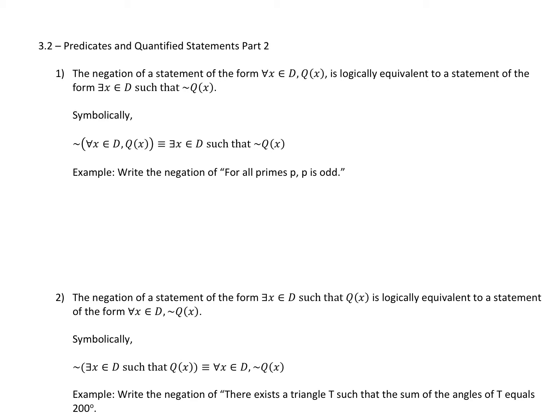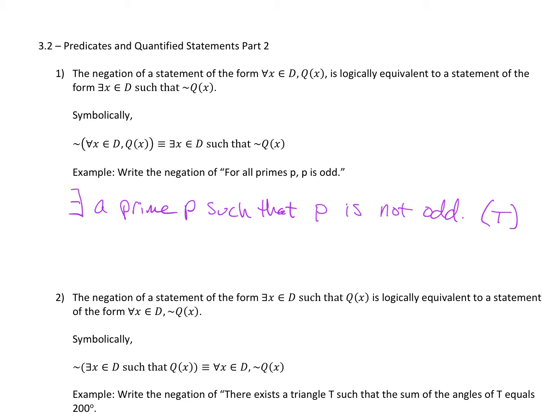We're going to write the negation of for all primes P, P is odd. Now that is not a true statement, correct? Because there exists an even prime. So the negation of this is there exists a prime P such that P is not odd. And this is true because P equals 2. The original statement was false.